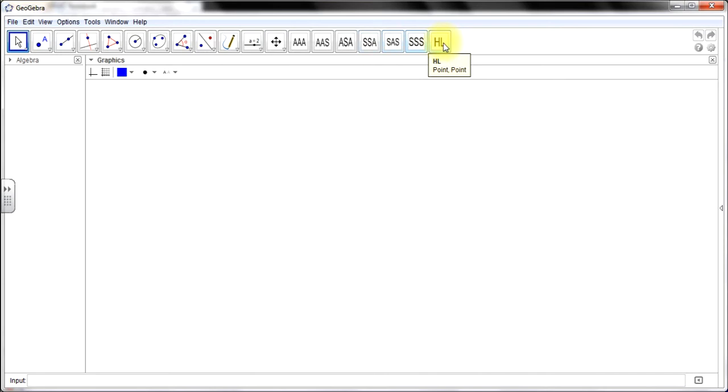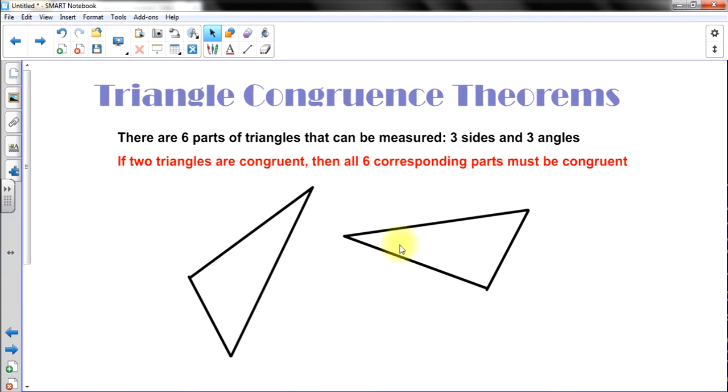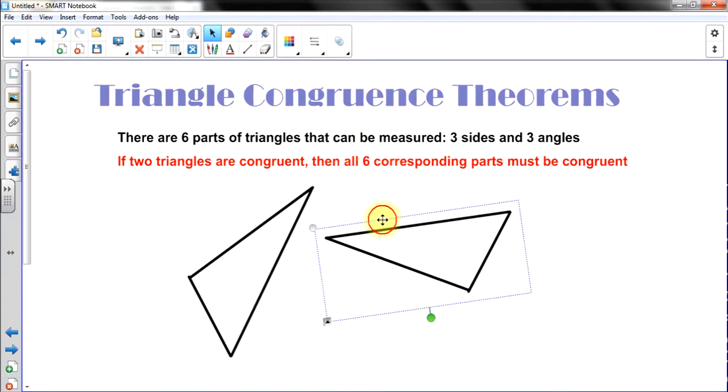And then we have the HL theorem here that after we talk about these, I'll get to the HL theorem to explain what that one means. Okay, so basically triangle congruence here. We have two triangles. They look congruent, right?